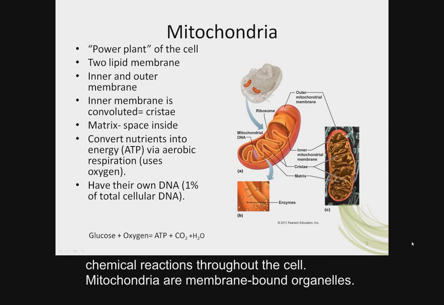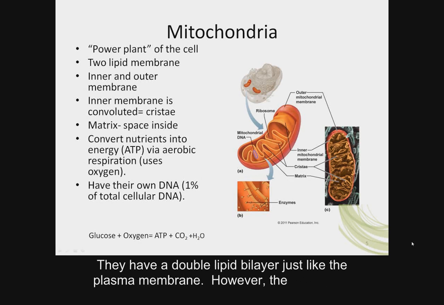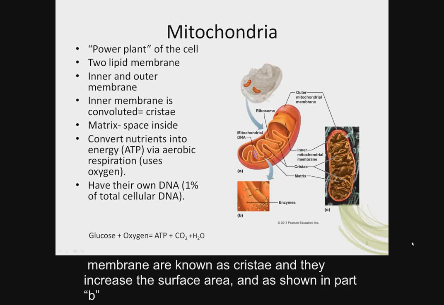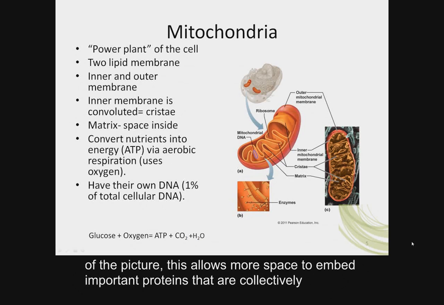Mitochondria are membrane-bound organelles. They have a double lipid bilayer, just like the plasma membrane. However, the internal membrane is unique in that it is highly convoluted. The folds of the internal membrane are known as cristae, and they increase the surface area. And as shown in Part B of the picture, this allows more space to embed important proteins that are collectively known as the electron transport chain.